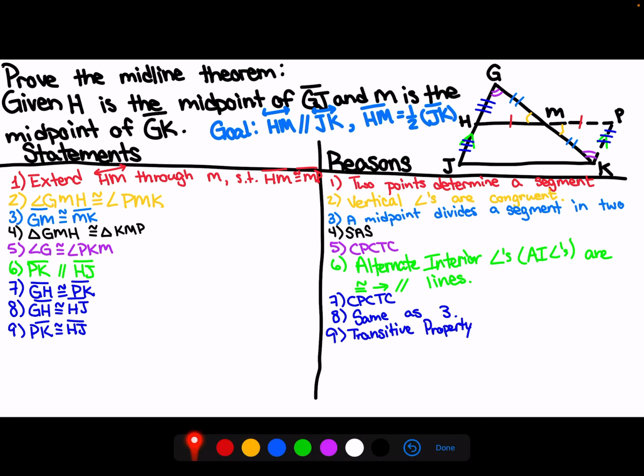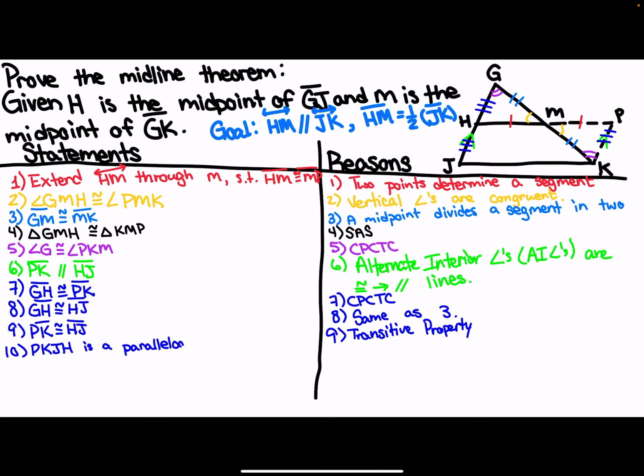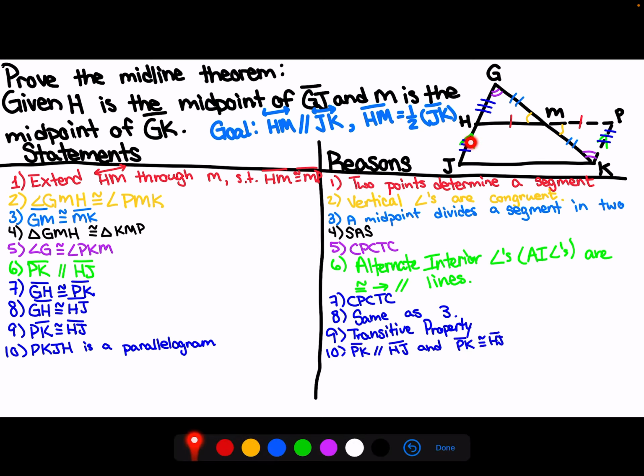Now at this point, we're going to go into some things that you guys haven't learned yet because it's dealing with parallelograms. So the first thing I'm going to say is that PKJH is a parallelogram. And the reason that we can say that is because opposite sides are congruent and parallel. And if opposite sides of a figure are congruent and parallel, that means it's a parallelogram by definition. So we now have a parallelogram.